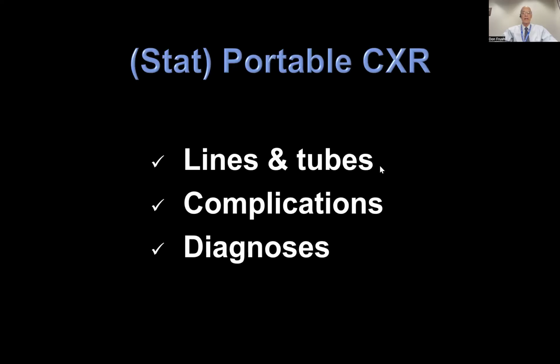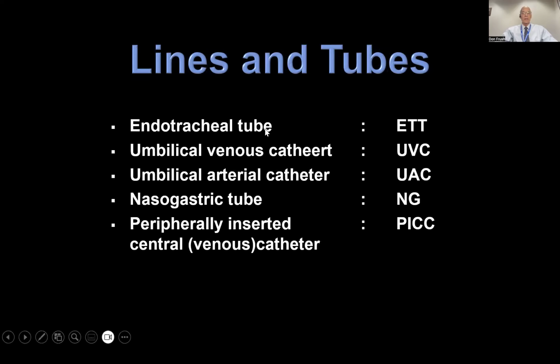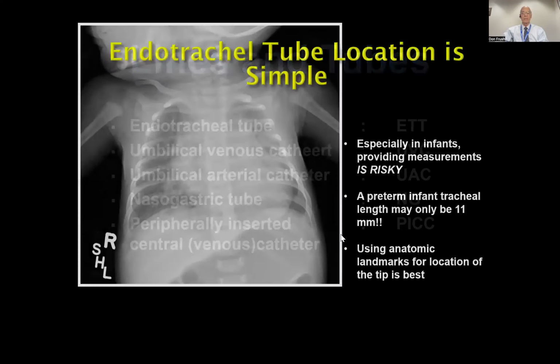Now, let's look at lines and tubes, complications, and diagnoses here. I'll talk about the endotracheal tube positions, umbilical venous catheters, and umbilical arterial catheters in neonates. I won't deal much with nasogastric tubes, but then we'll talk a little bit about peripherally inserted central venous catheters. So the support apparatus, I think it's important to know about here.